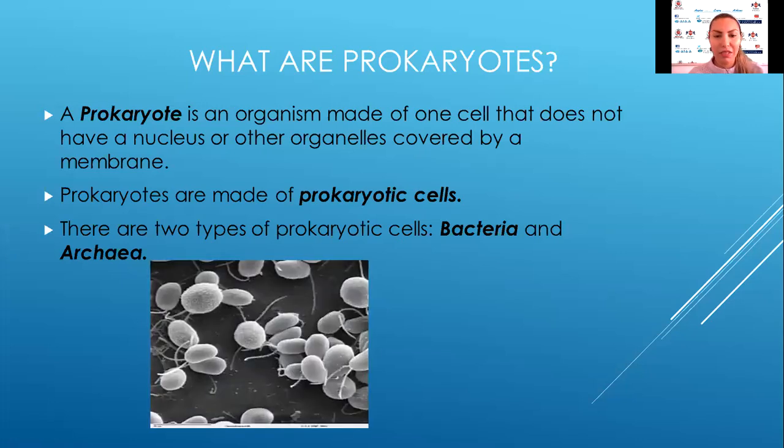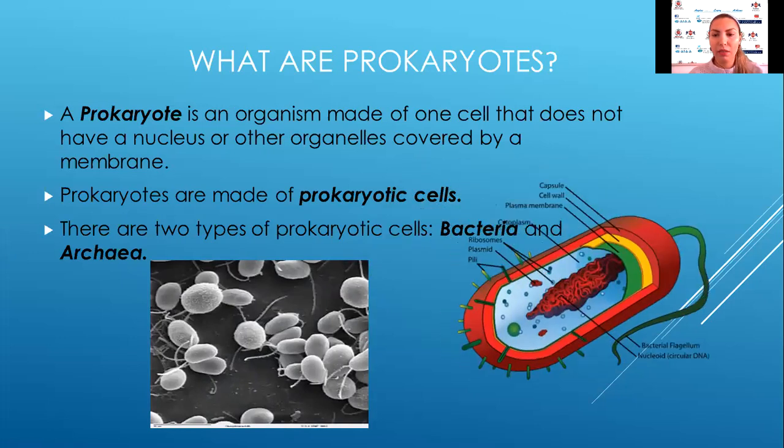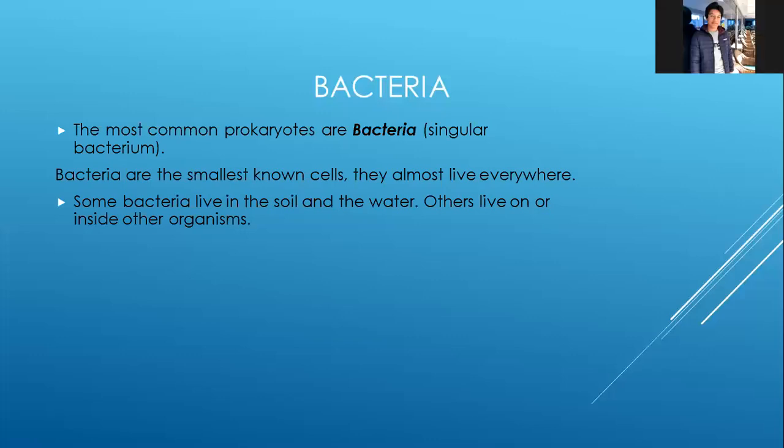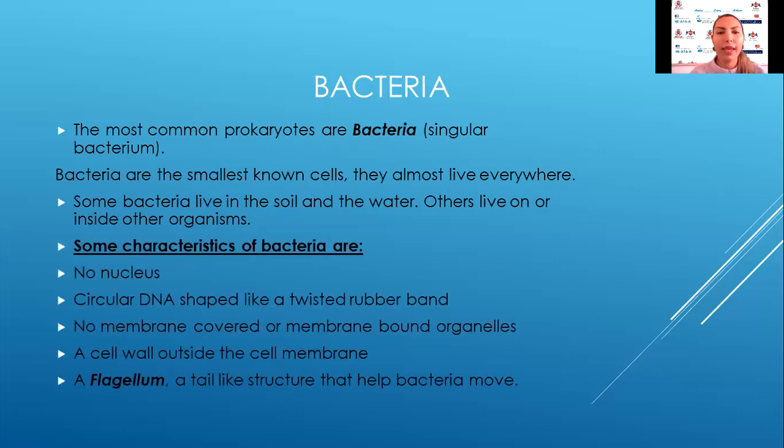And here is a picture for bacteria and archaea. So, let's start with bacteria. Bacteria is the most common type of prokaryotes. Bacteria are the smallest known cells. They live almost everywhere. Some bacteria live in the soil and water, others live on or inside other organisms. So we can see bacteria everywhere, even inside your body, in your digestive system, on your skin.